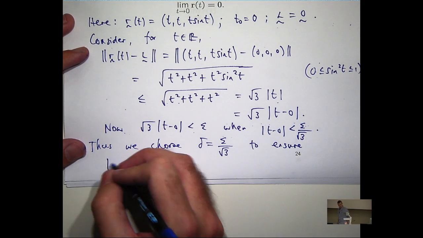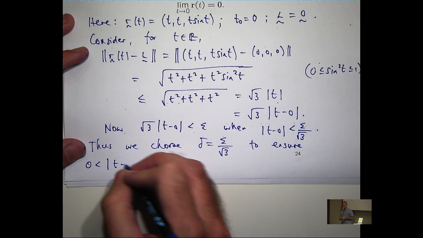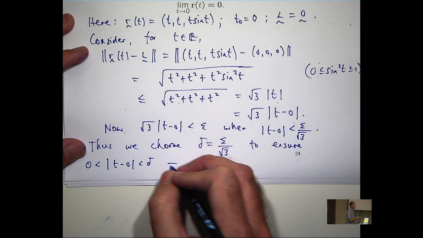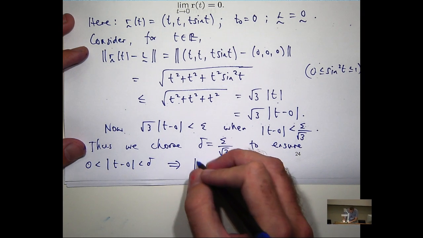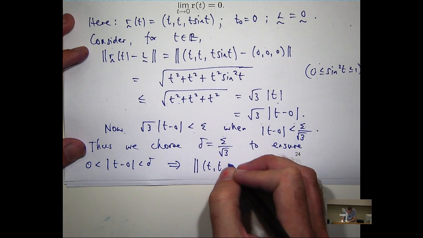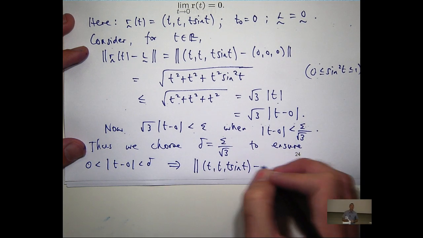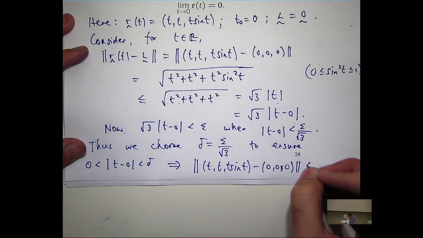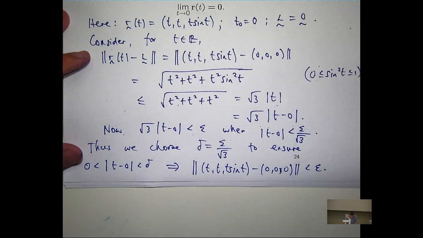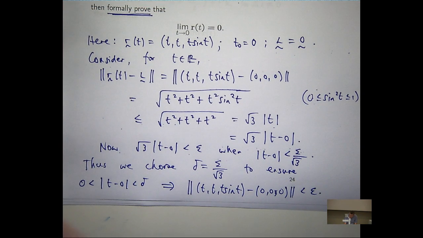What is it? Implies t sine t. Whew. Okay, that's a hard problem.